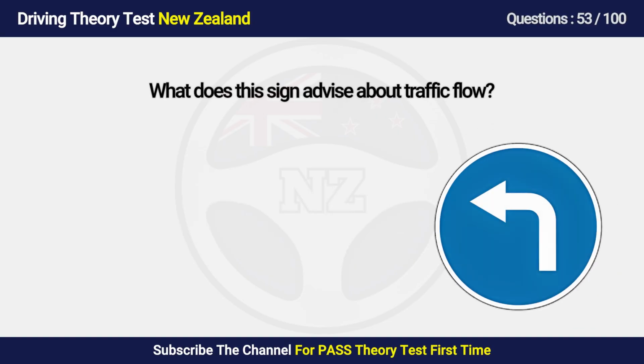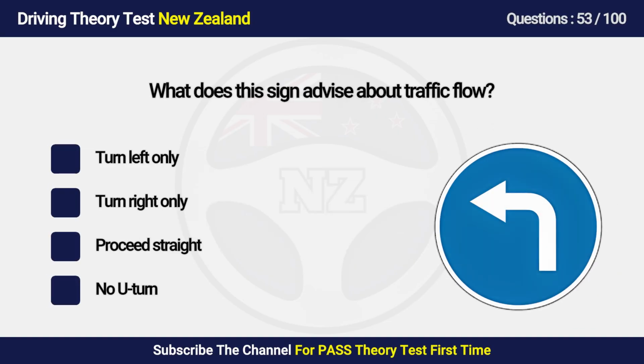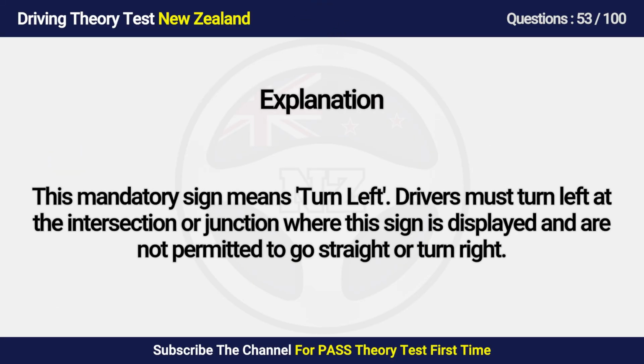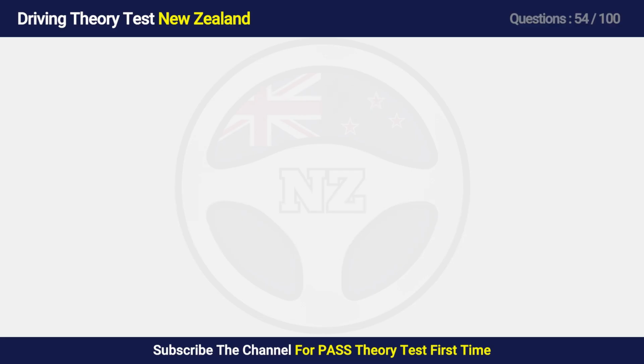Question 53. What does this sign advise about traffic flow? A. Turn left only. B. Turn right only. C. Proceed straight. D. No U-turn. Answer is A. Turn left only. This mandatory sign means turn left. Drivers must turn left at the intersection or junction where this sign is displayed, and are not permitted to go straight or turn right.